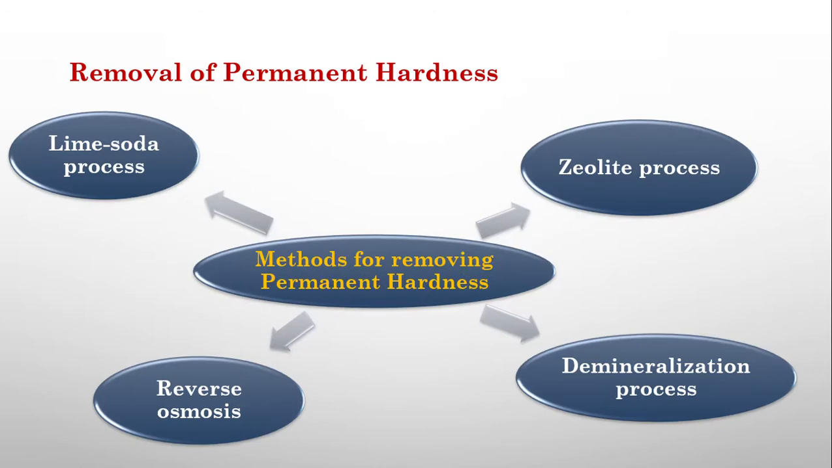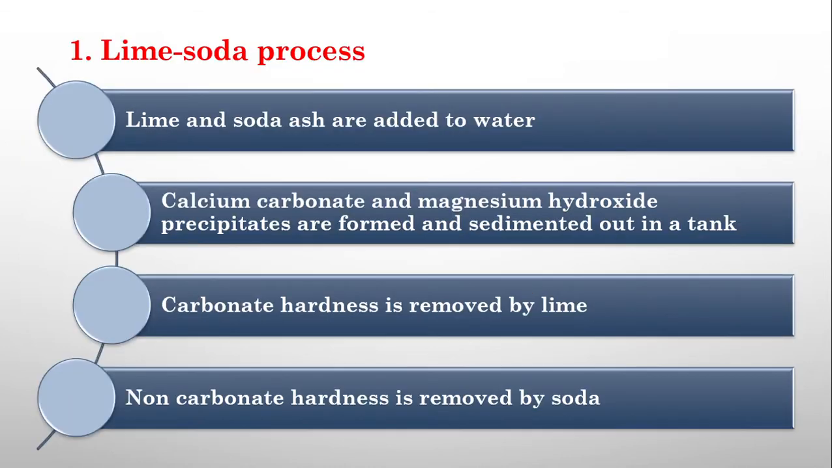There are mainly four processes. First one is the lime soda process. Second is the zeolite process. Demineralization process and reverse osmosis are the other major processes which are used for removing the permanent hardness of water. First we will see what this lime soda process is. Earlier we have discussed that we can remove temporary hardness by adding lime to water.